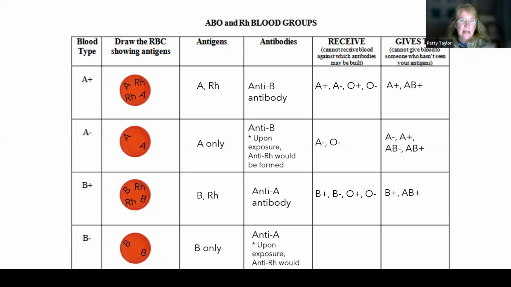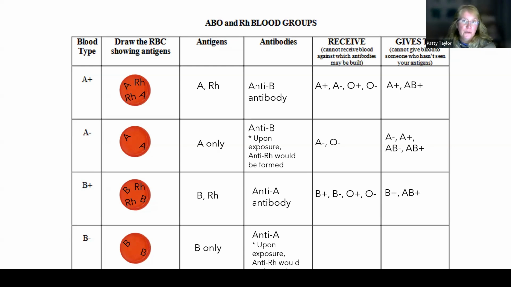And like with the A, if you have B negative blood, you will form an anti-A antibody by the time you're around age 5. And then upon exposure, either through a transfusion or through pregnancy as a negative female, you will form an anti-Rh antibody.